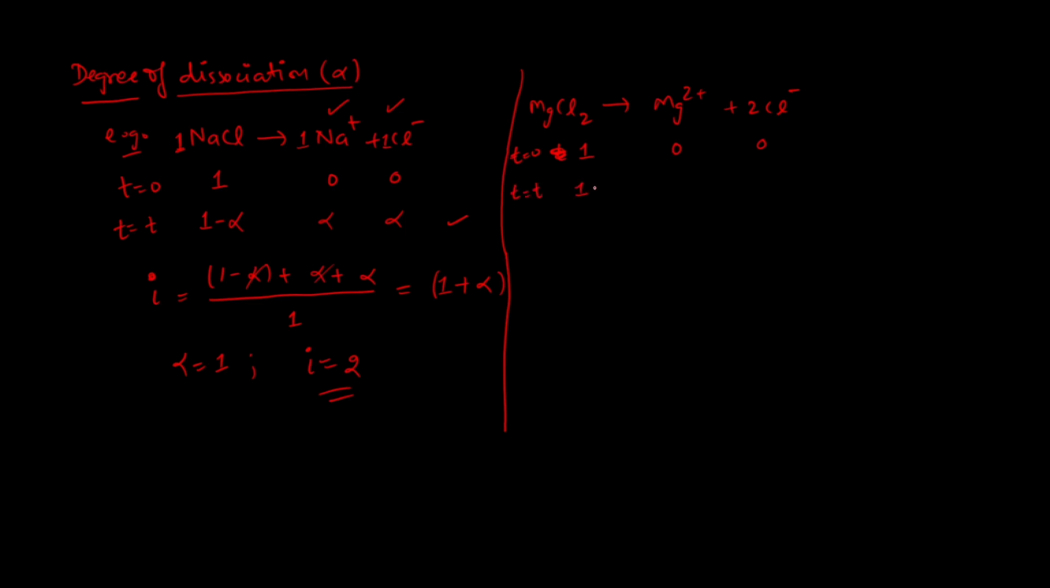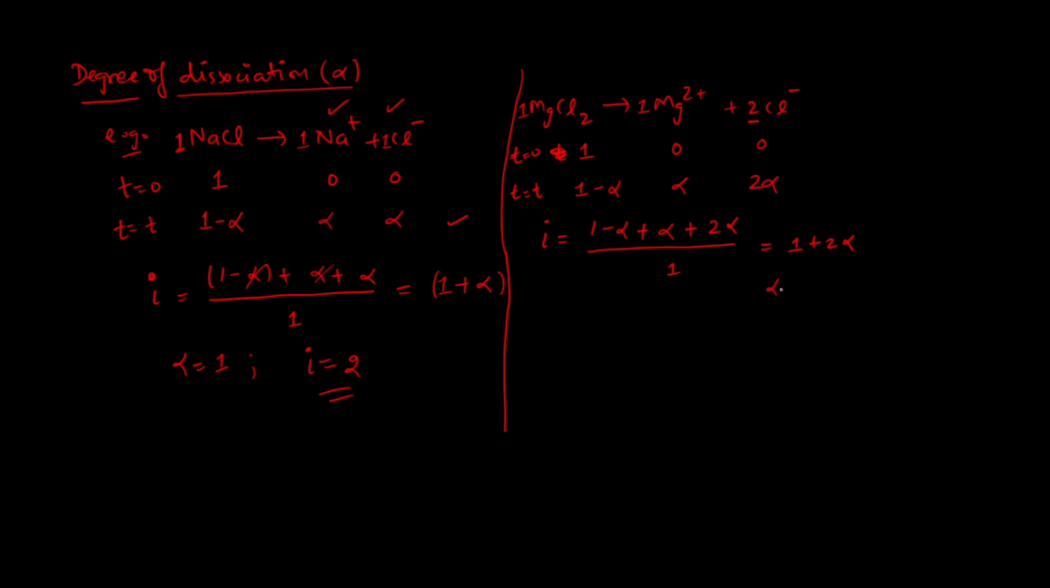I can write again 1 minus alpha, because alpha moles are getting dissociated. Now you can see 1 mole of MgCl2 is giving 1 mole of Mg2+ but 2 moles of Cl-. So you will write alpha and then 2 alpha. Again, write the expression for i. The number of particles after dissociation, 1 minus alpha plus 2 alpha, divided by 1. So it would be 1 plus 2 alpha.